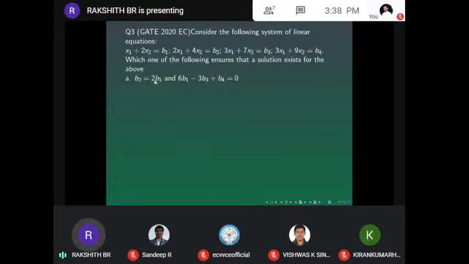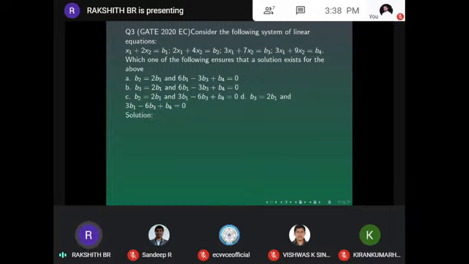The first condition is that b2 equal to 2 times b1 and 6b1 minus 3b3 plus b4 equal to 0. The second condition is that b3 equal to 2b1 and 6b1 minus 3b3 plus b4 equal to 0. The third is b2 must be equal to 2b1 and 3b1 minus 6b3 plus b4 equal to 0. The fourth option is b3 equal to b1 and 3b1 minus 6b3 plus b4 equal to 0. So you need to choose one among these four options, in such a way that those conditions make this system have a solution.